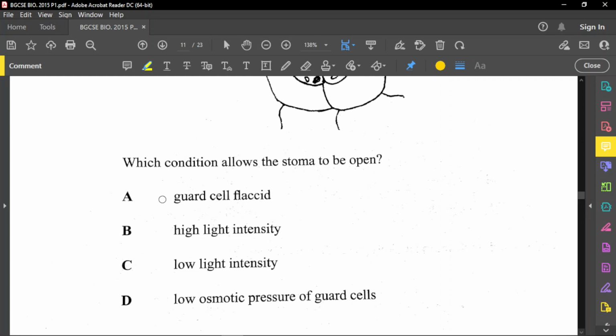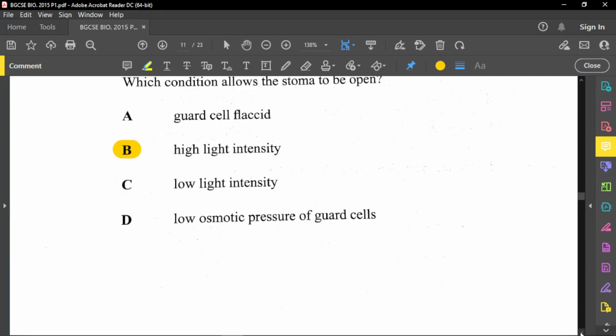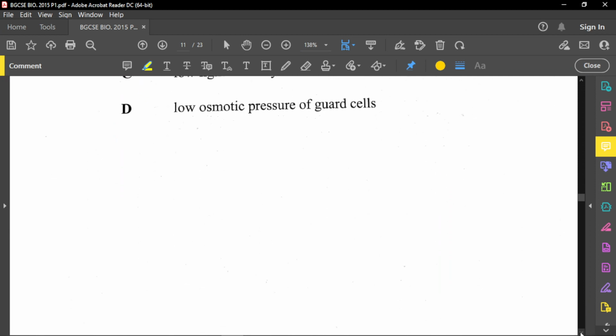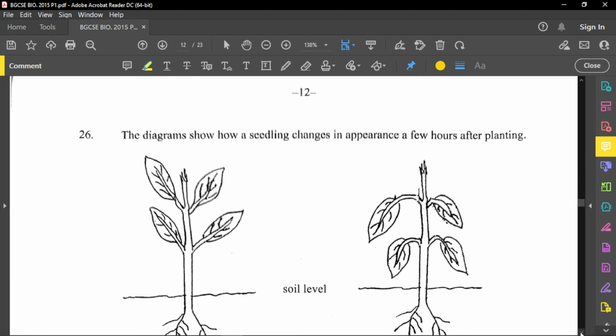And so guard cells, if they are flaccid, the stomata will close. And so high light intensity will cause them to open. Low light will cause them to close as well. And low osmotic pressure, which is the same thing as being flaccid, will cause them to close. Because in high light, the plant will need to photosynthesize more, so they'll be open to take in more carbon dioxide, and also allow more movement of water by transpiration through the plant, so that water is available for the cells to photosynthesize.